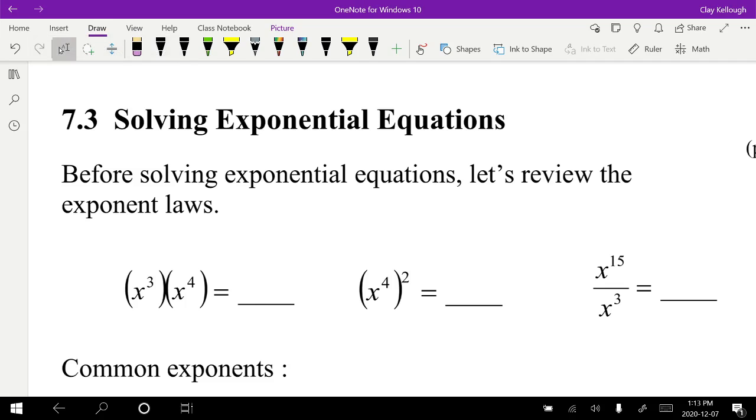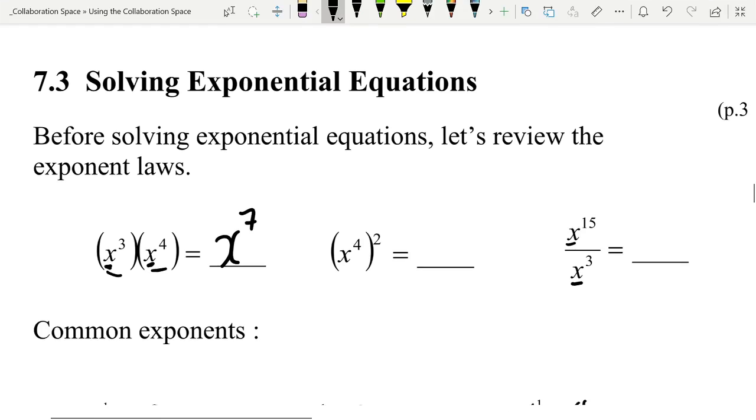The product law: what do you do when you're multiplying together two powers that have the same base? You add their exponents. Let's go over to the one on the right. What do you do when you're dividing two powers that have the same base? Well, you would subtract their exponents.